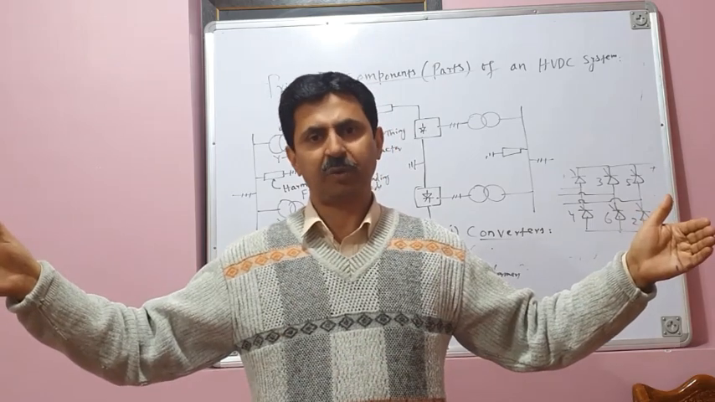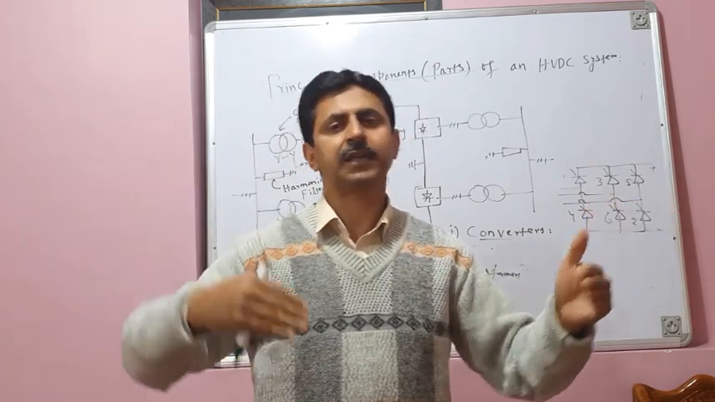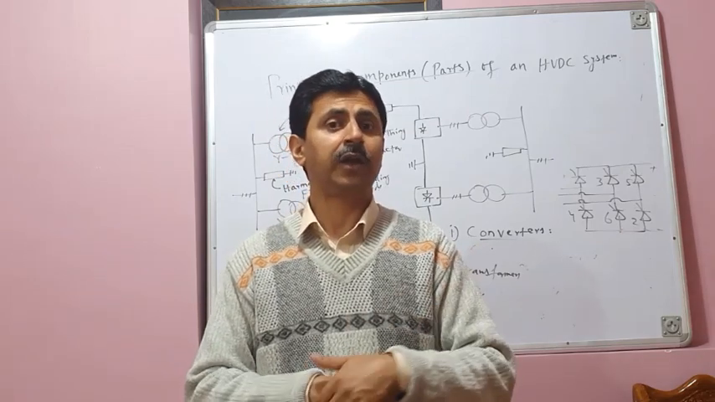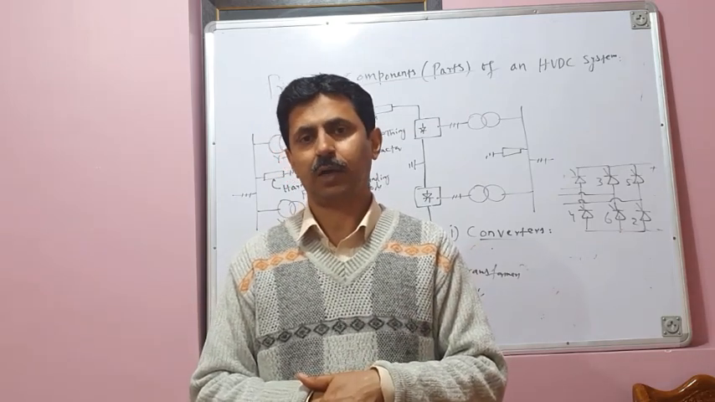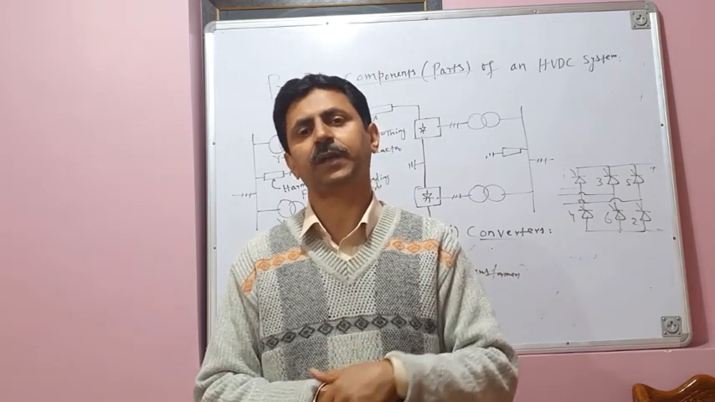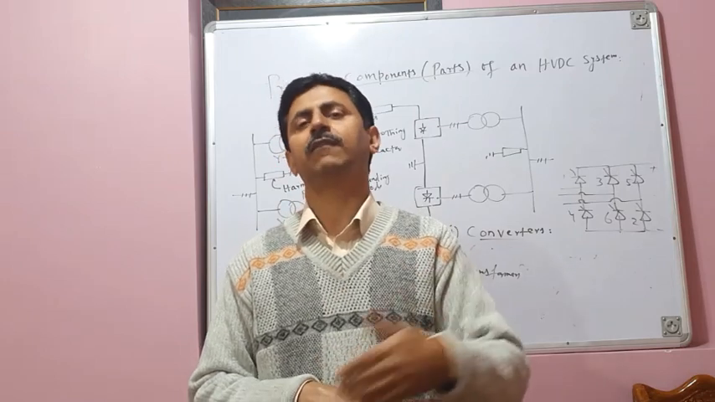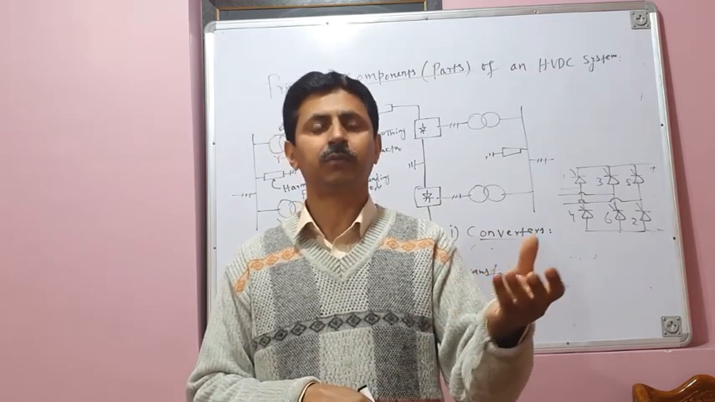For high voltage operation. And why do we connect SCRs in parallel? For high current operation. Imagine you have a 500 kV HVDC system. What should be the voltage rating of the thyristor? 500 kV. Do you have an SCR commercially available in the market with a voltage rating of 500 kV?